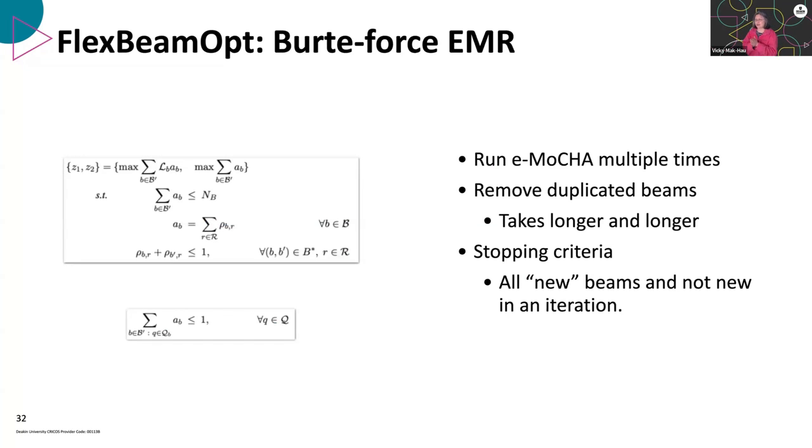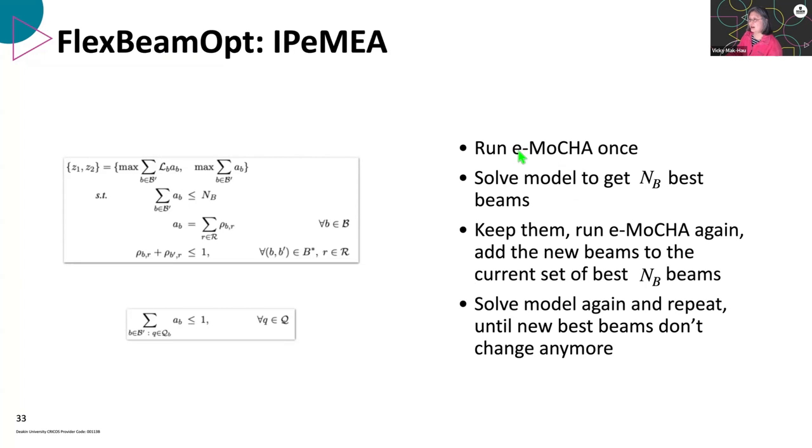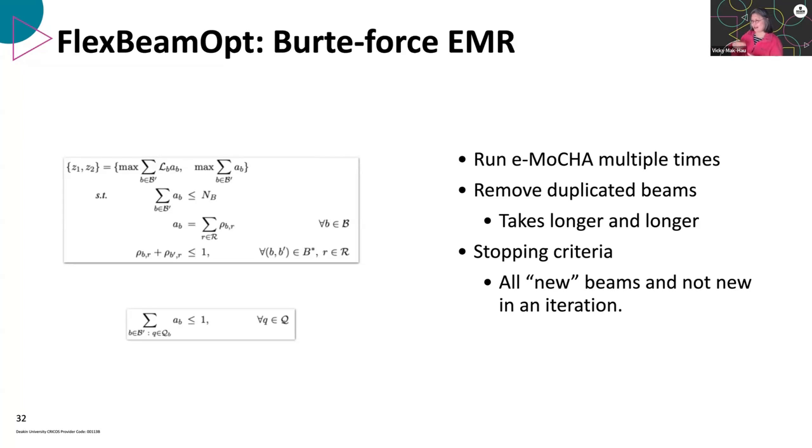So the exhaustive one is the brute force Mak-Hau. We run eMARCA once, and then we run it for the second time. Of course, this time we may have some beams that are duplicated, so we have to remove the duplicated beams. And then we run it another time, remove the duplicated beams, and it just goes on forever. And then you can imagine it's going to take longer and longer to remove the duplicated beams. And then we do have a stopping criteria, of course.